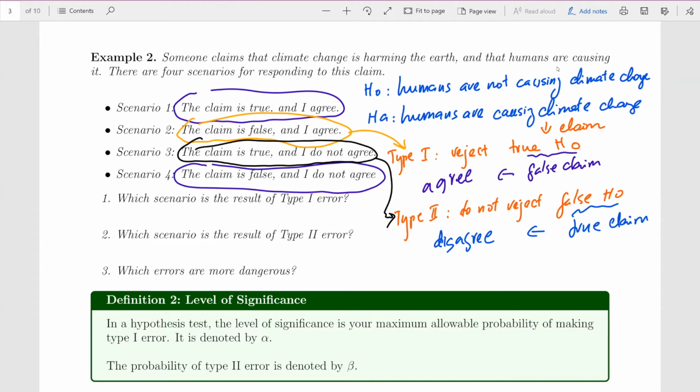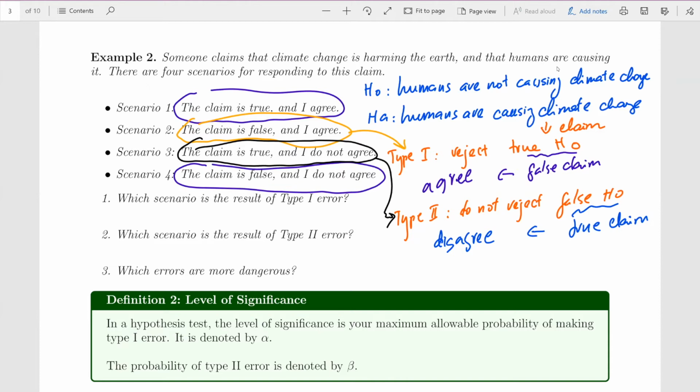And I agree with the claim, but I still think that humans are causing the climate change, and I start doing things that I think are good for the earth, when in fact we're not causing climate change.